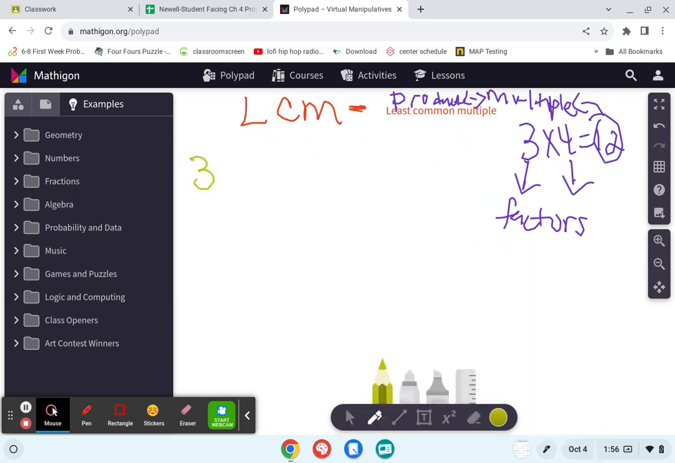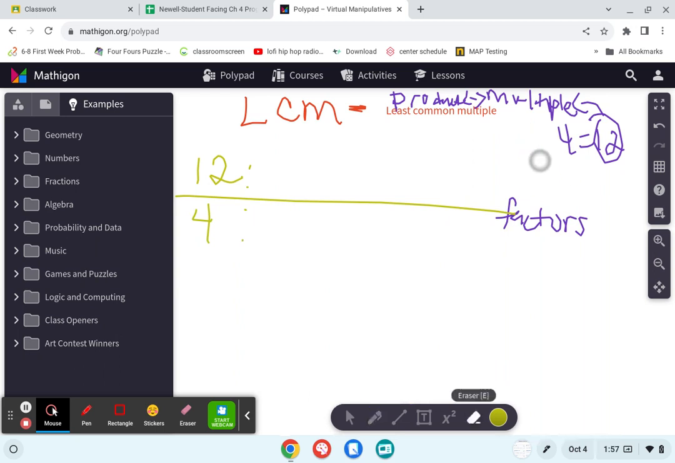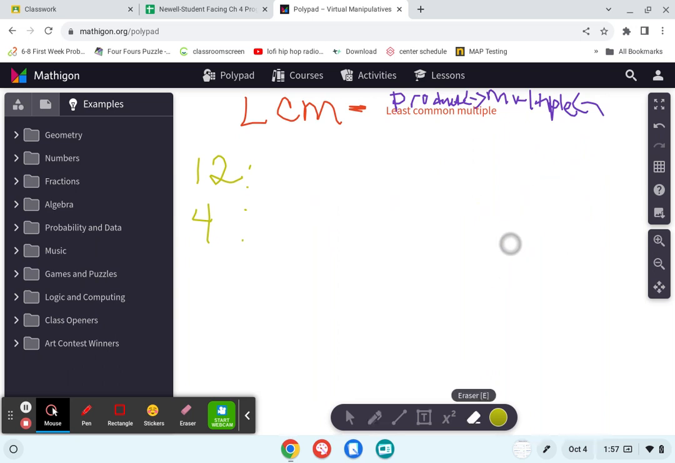My next one is going to be 12 and 4. Okay. So if I had 12 and 4, how could I figure out what my least common multiple is? Do the same thing that I just did. I'm just going to go ahead and multiply them.